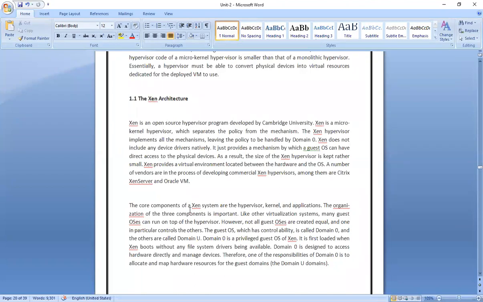There are basically three core components in the case of the Xen architecture: the hypervisor, the kernel, and the applications. These are the three core components: hypervisor, kernel, and applications.